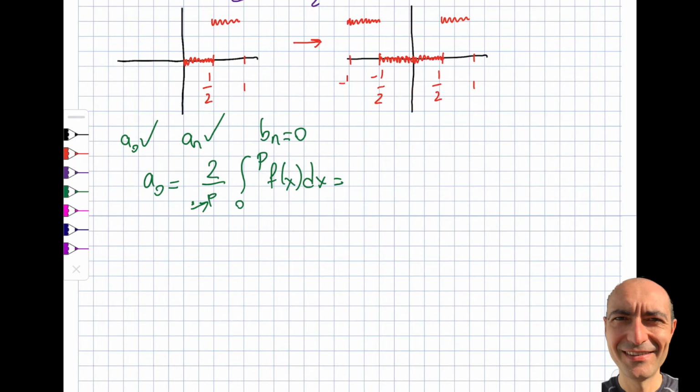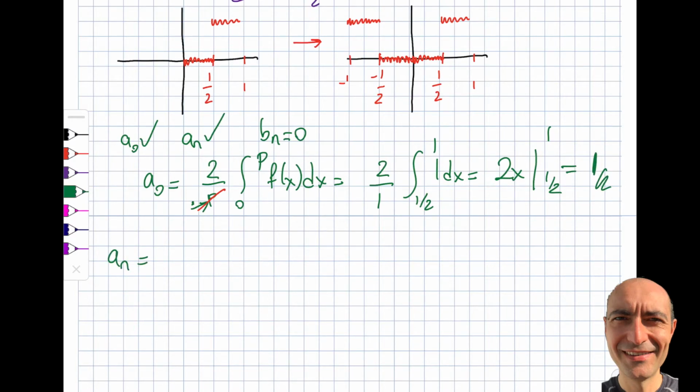So p is 1, and p drops out over here. And f of x, let's look into that. Well, what I will get is 2 times the integral from 1/2 to 1 of dx. So I have 2x from 1/2 to 1, right? If you put 1 over here, it's going to be 2 minus 1, which is 1. So I will get my a0 to be 1.